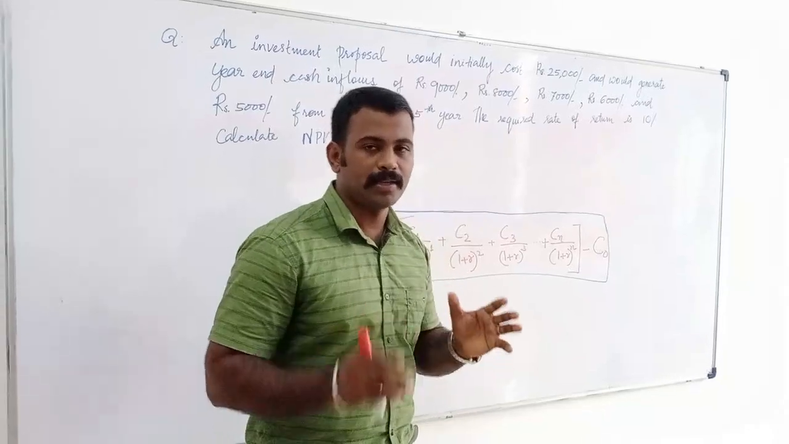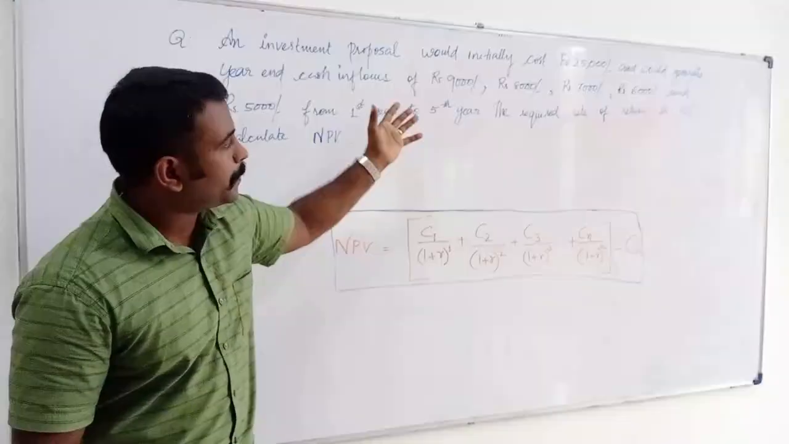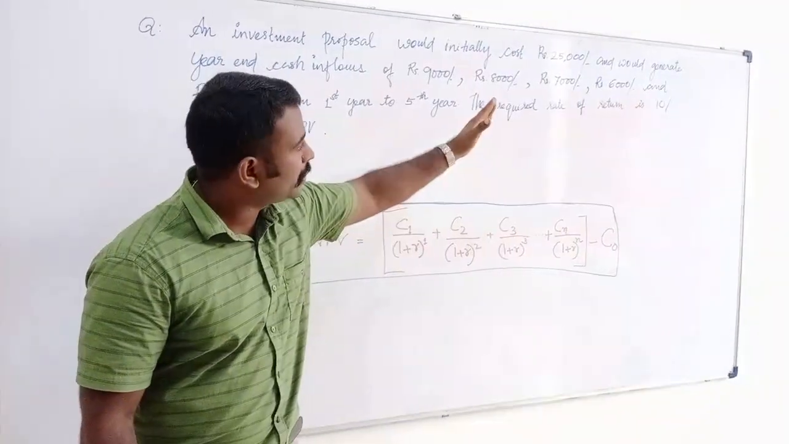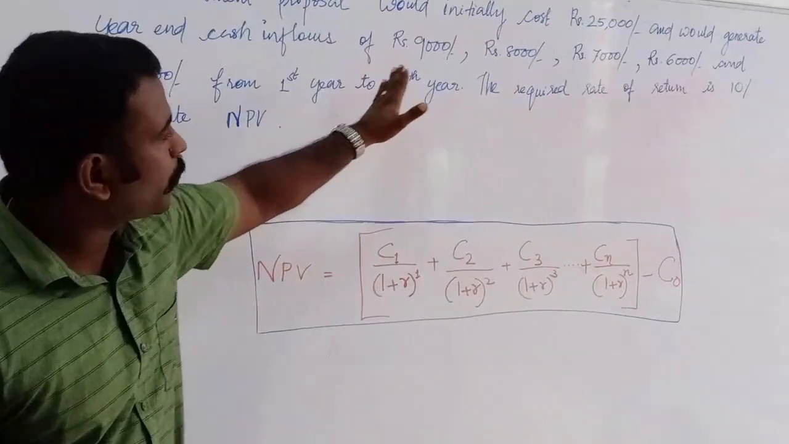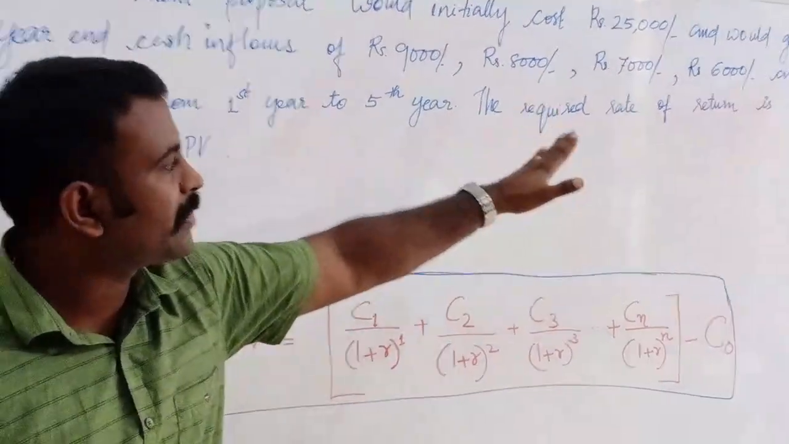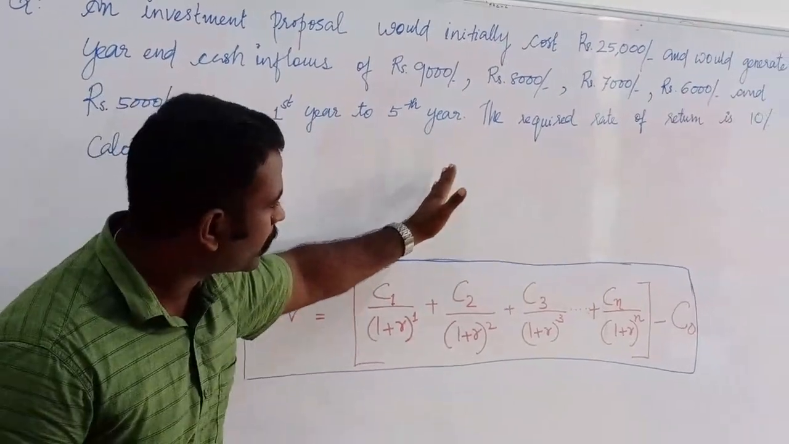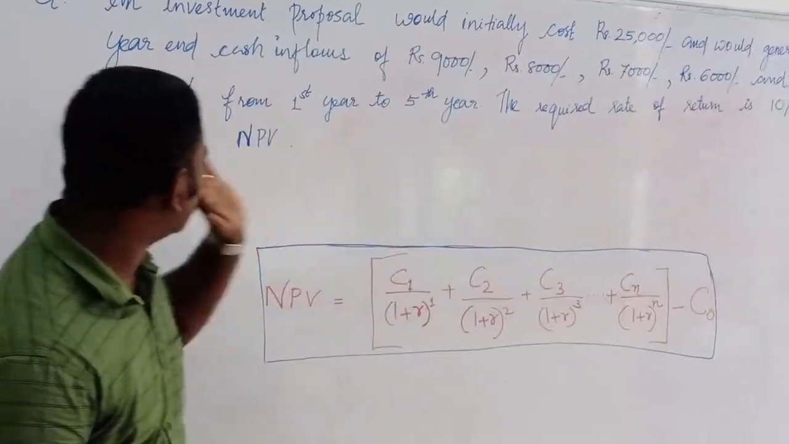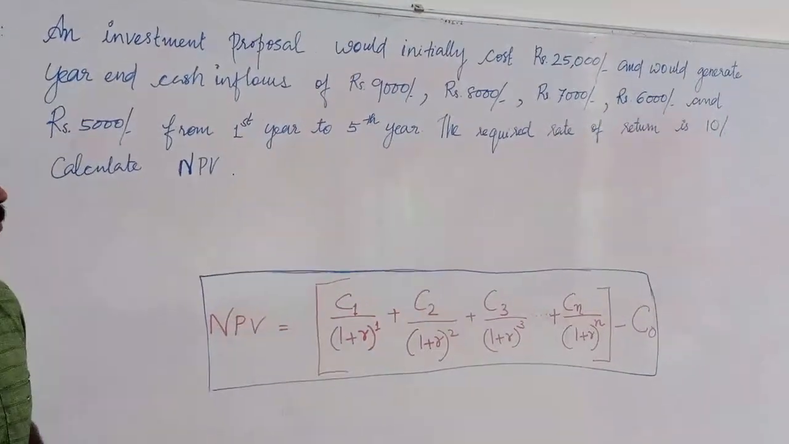Let's move to the calculation part. There is a question: an investment proposal would initially cost rupees 25,000 and would generate year-end cash inflows of rupees 9,000, 8,000, 7,000, 6,000 and 5,000 from the first year to the fifth year. The required rate of return is 10%. Calculate the net present value. So this is the question.